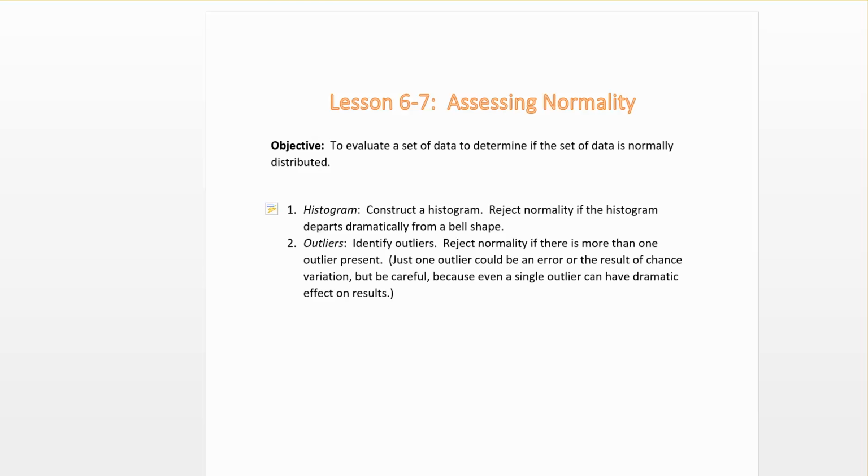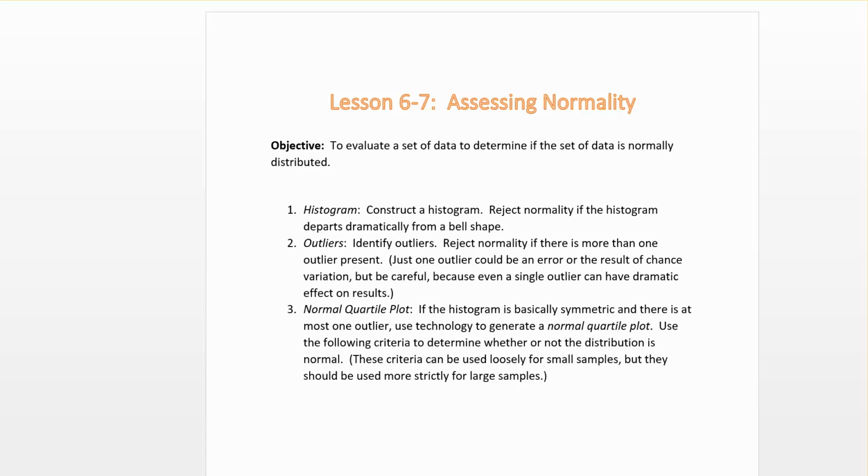Two, we want to look for outliers. It says to reject normality if there is more than one outlier present. Remember, if it's a normal curve, we have these tails in which there's virtually no data. Just one outlier could be an error or the result of chance variation, but be careful because even a single outlier can have a dramatic effect on the results. So we want to try and identify outliers. If there's more than one, we will reject normality. Sometimes even if there's one, depending on where it is, it's kind of subjective, you may reject normality there too.